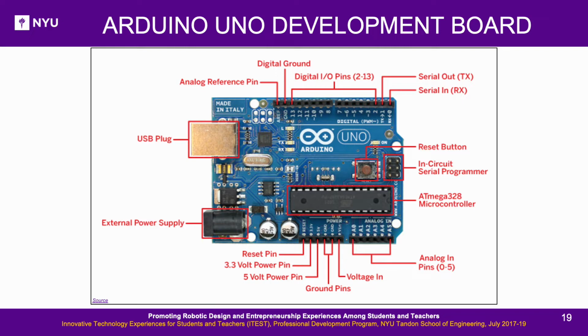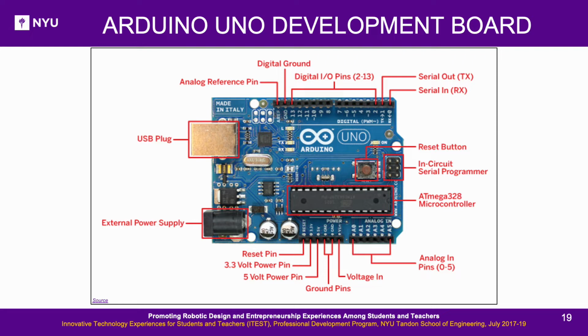3.3 volt power pin, a supply of 3.3 output volt. 5 volt power pin, a supply of 5 output volt. There are several ground pins on the Arduino, any of which can be used to ground the circuit. Voltage in pin also can be used to power the Arduino board from an external power source, like AC power supply. The Arduino Uno board has 6 analog input pins A0 through A5.